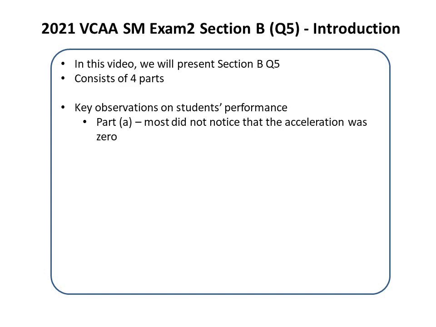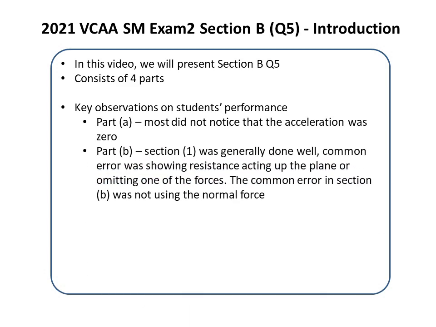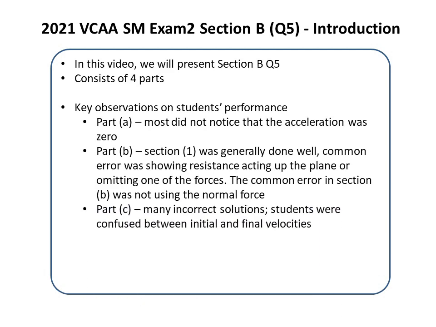Section 1 of part B was generally done well. The most common error was showing resistance acting up the plane or omitting one of the forces. In section 2 of part B, the common errors were not using the normal force. In part C, there are many incorrect solutions, and some students were confused between the initial and final velocities.